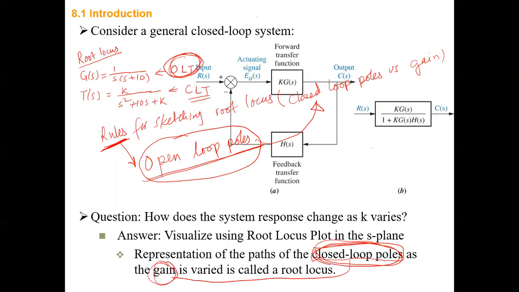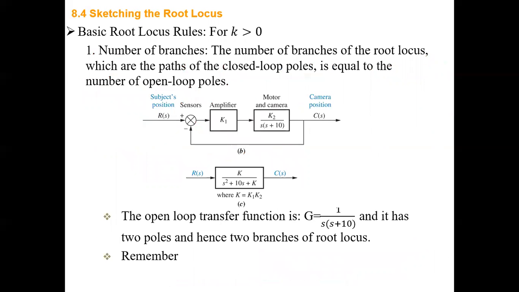That's what I'm going to do now. I'm going to find the rules for sketching root locus, meaning closed loop poles versus gain. But those rules depend on open loop poles. That's the big good news. That's what I'm going to do now, okay? Let's start with rule number one. Rule number one, again, for now, we confine ourselves within this region, okay?